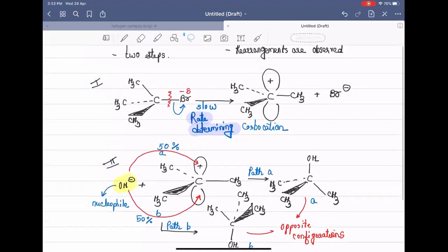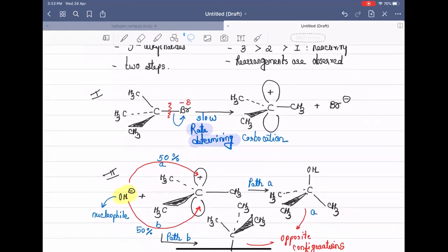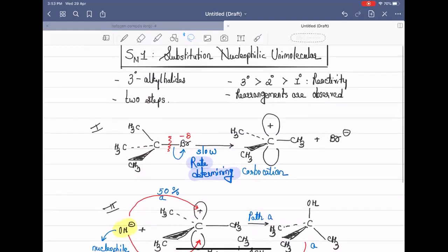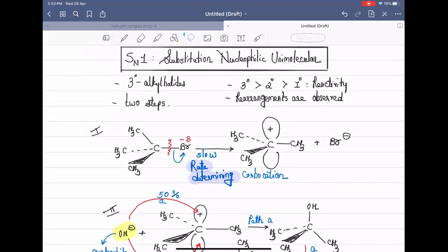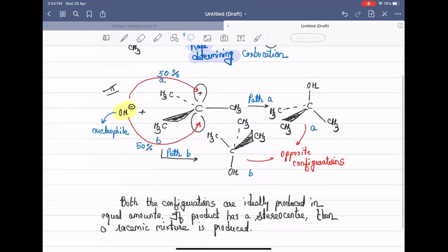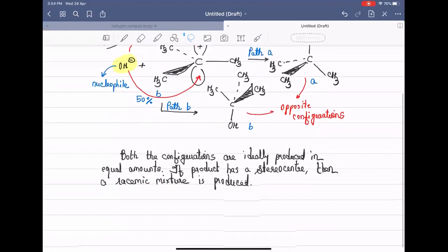I would want you to know this because there are questions asked wherein we make mistakes. In your board, it is always 50%, 50%, but in your competitive exam, it is slightly more inversion than retention. That should be your answer. Maybe 55, 56% inversion and the rest retention, something of that order, right? A few percentage more of inversion is always observed, okay? I hope this is clear to you.